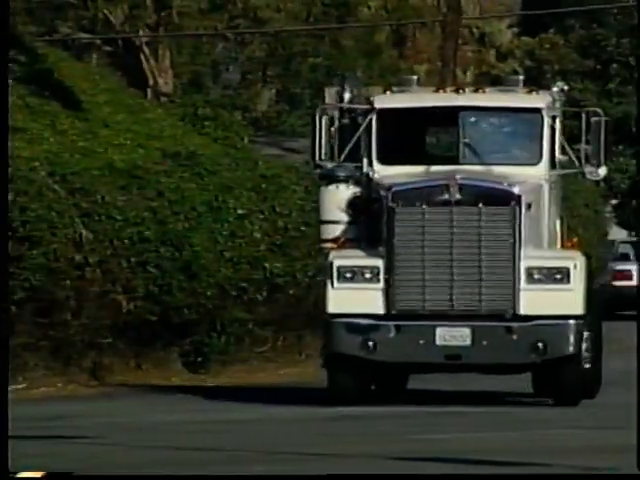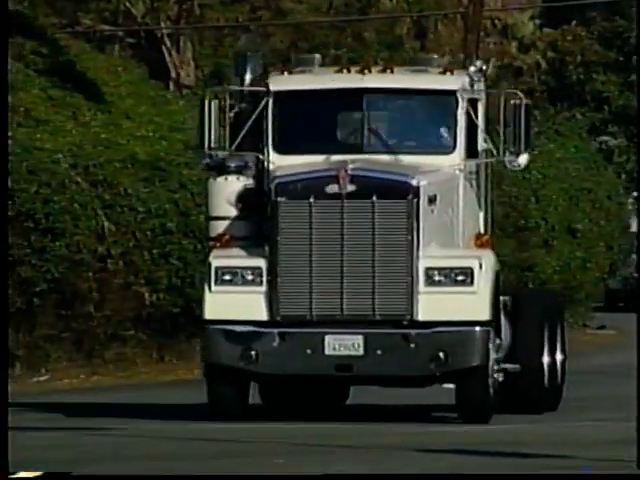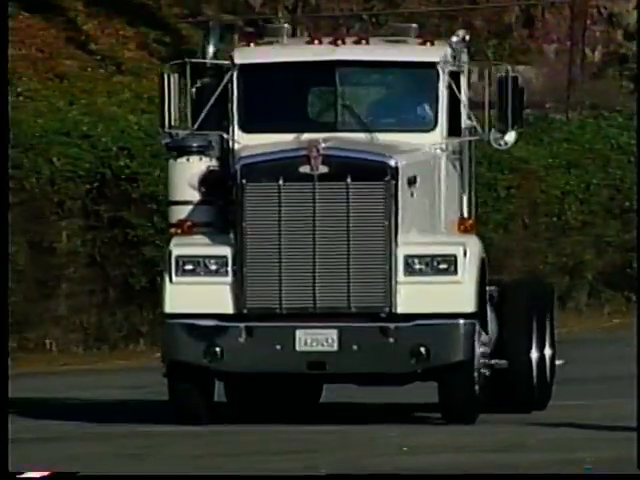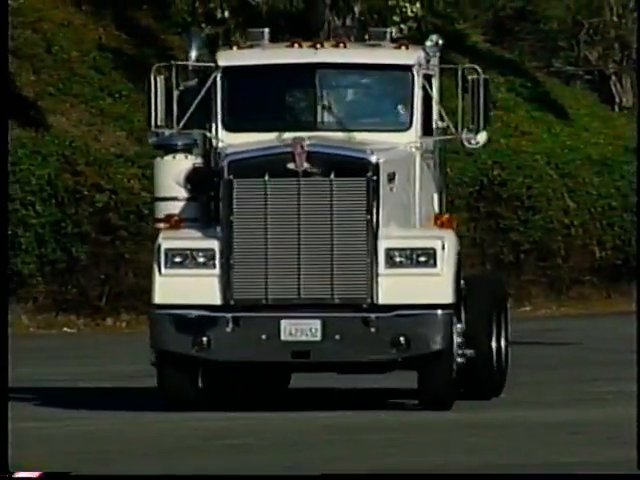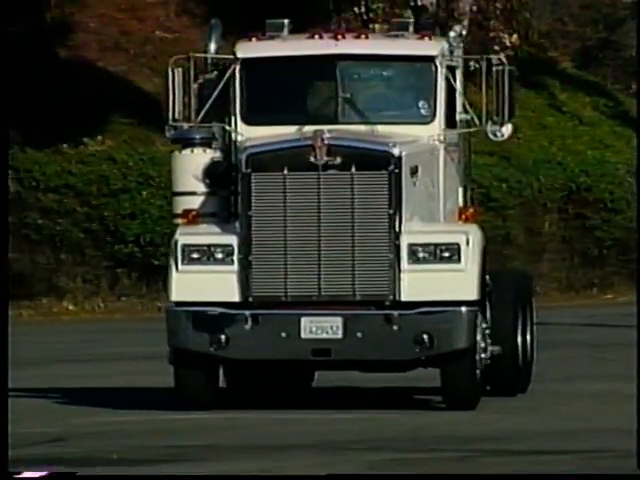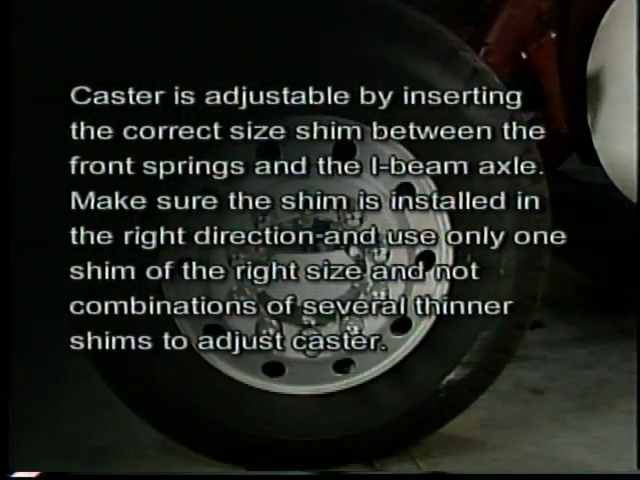Excessive negative caster reduces steering effort and decreases vehicle directional stability. If the complaint is a vehicle that wanders down the road, suspect excessive negative caster. Caster is adjustable by inserting the correct size shim between the front springs and the I-beam axle. Make sure the shim is installed in the right direction and use only one shim of the right size and not combinations of several thinner shims to adjust caster.